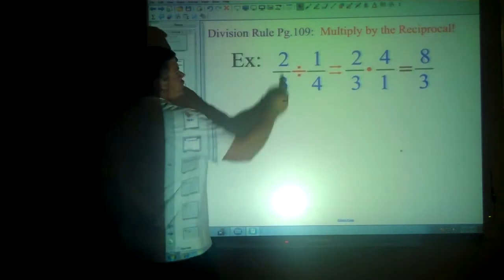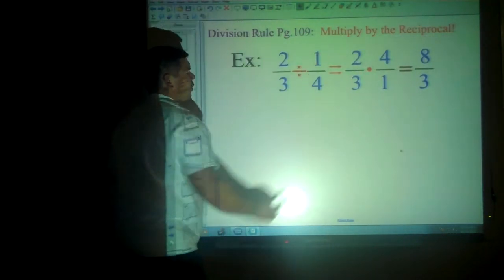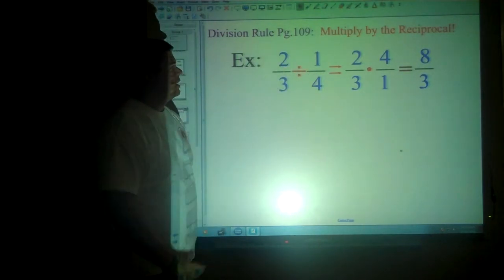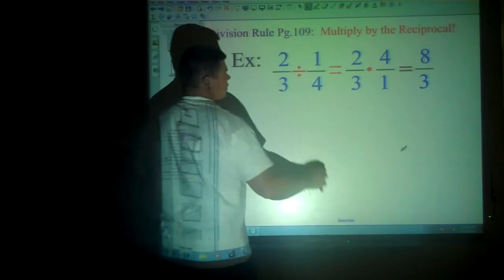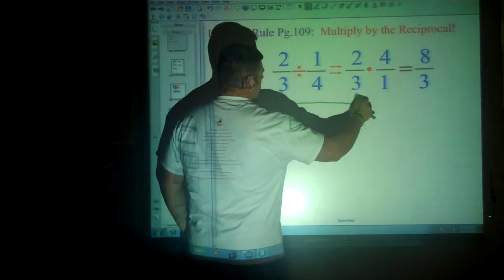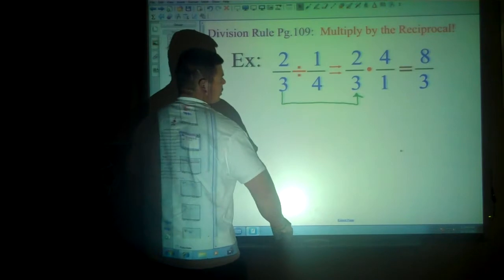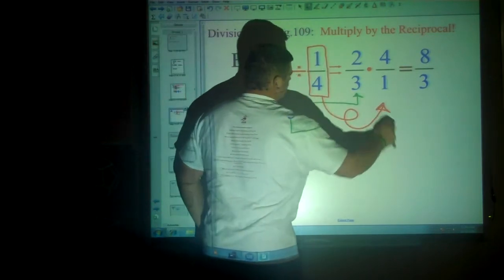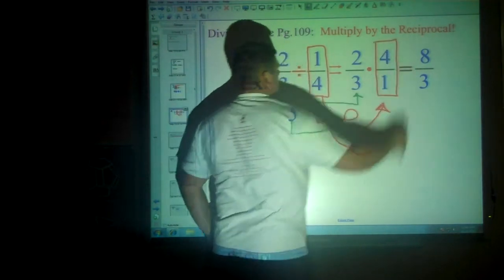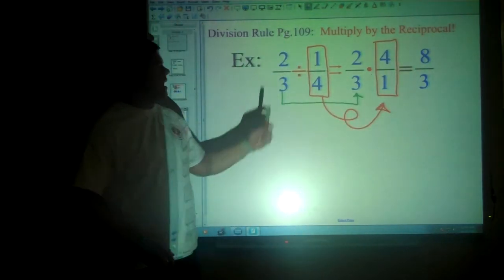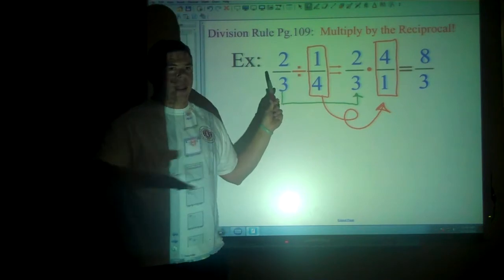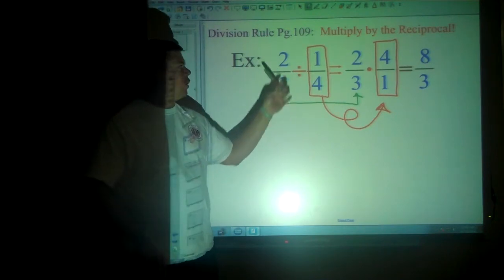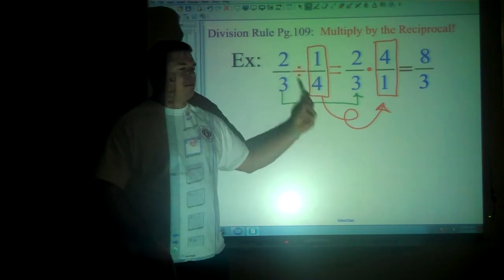If you look at this, 2/3 is being divided by 1/4. Now I don't want to try to take this fraction and divide it by another fraction. That's complicated. But what you'll notice is the first number stays exactly the same. Nothing's changed. But over here, this got flipped. That's the reciprocal. So we never flip the first number. Never. Never flip the first number. Only flip what you're dividing by.